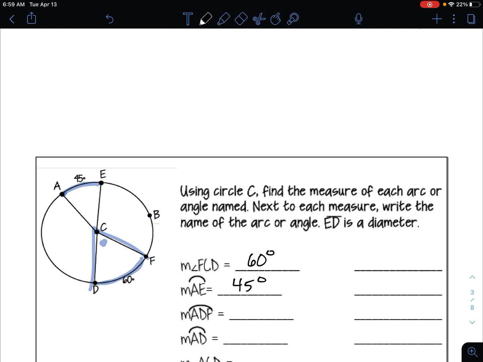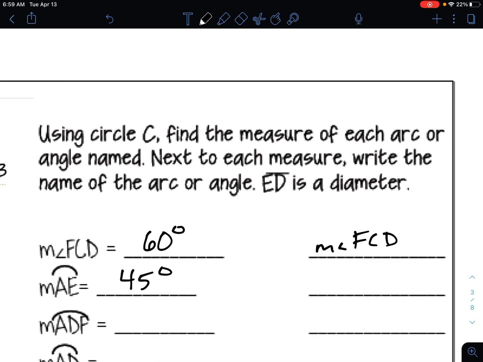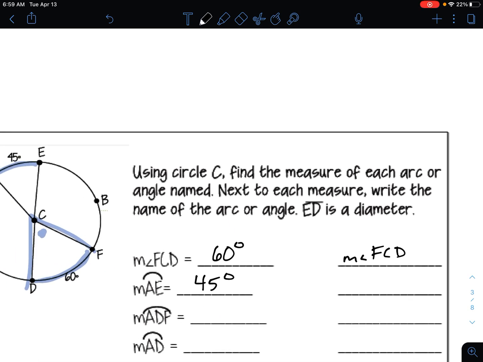Next to each measure, we're supposed to write the name of the arc or angle. Well, I think we're just practicing measure of angle FCD. All right, so you're just rewriting the question. I'm not going to waste time doing that because it's right there. You can practice it. Just naming the angles, all right?